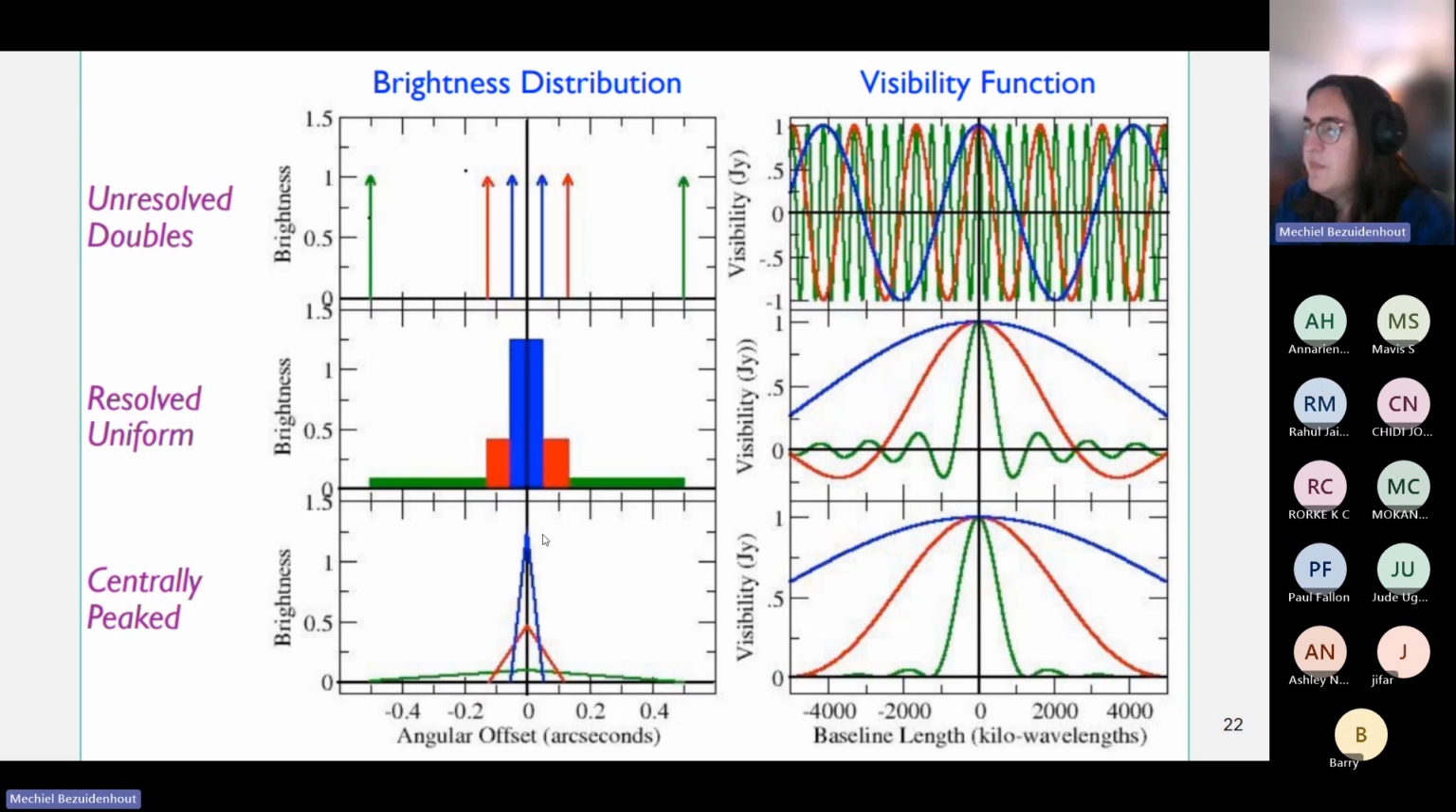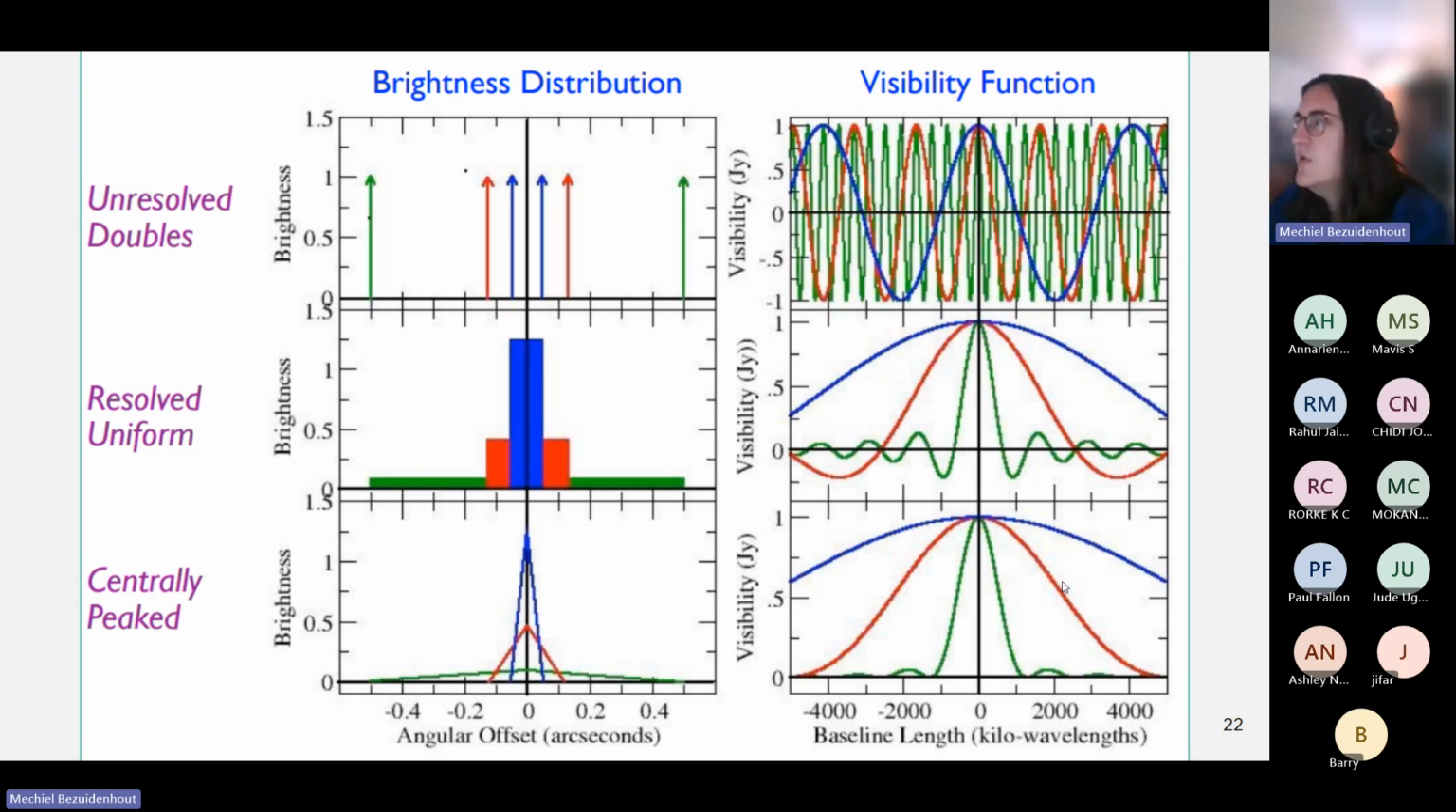If you have a centrally peaked brightness distribution, so you have a high brightness in the middle, and then it falls off towards the side, then again the width in the visibility space is inverse to that in the brightness space. So a narrow brightness gives you wide visibilities and vice versa.